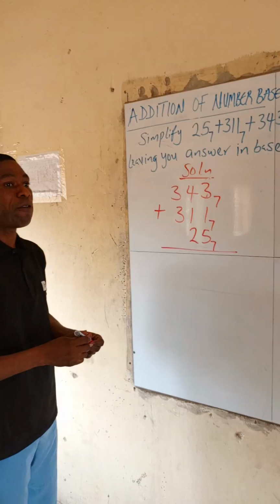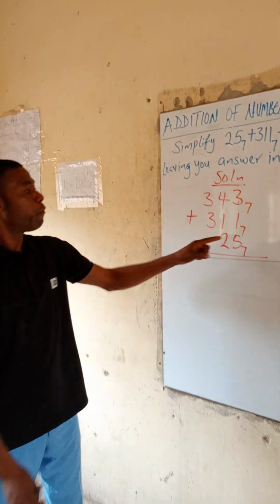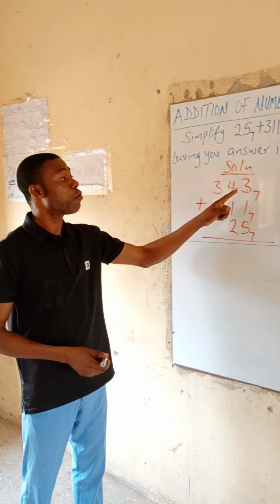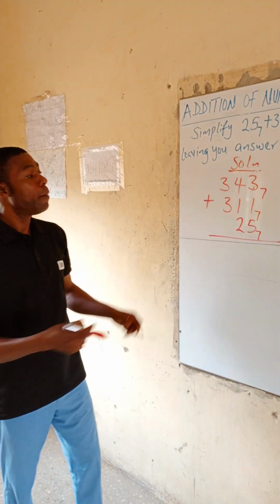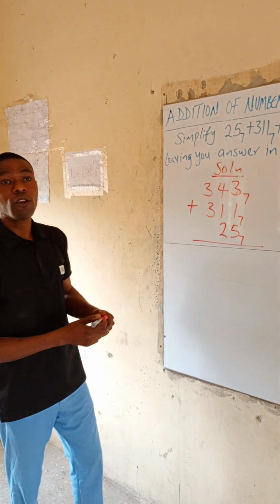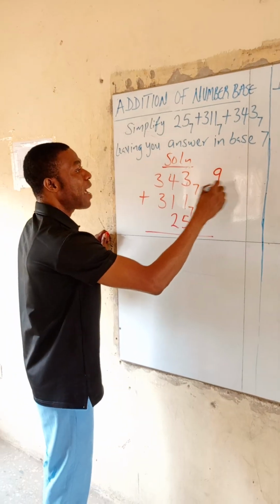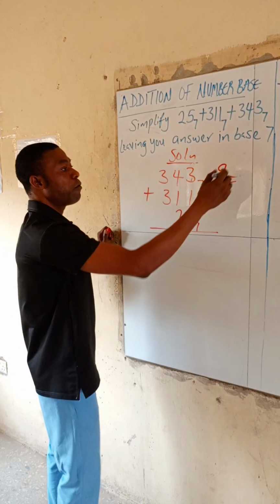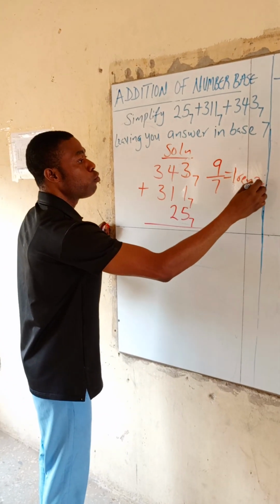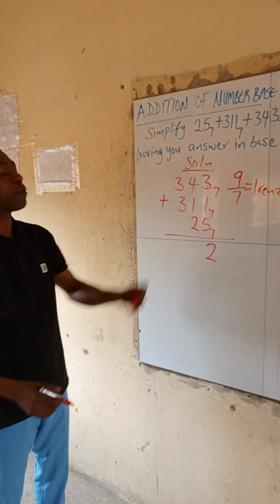Having it this way, we have 3 plus 1 gives us 4. 4 plus 5 gives us 9. Are we going to write 9? No, because 9 is more than the base. We are operating on base 7 here. So what are we going to do? We are going to divide that 9 by 7. If we divide 9 by 7, we are going to have 1 remainder 2. So we are going to write 2, and keep 1.